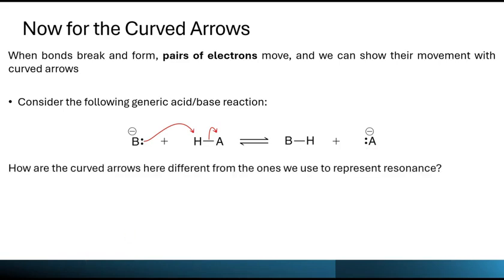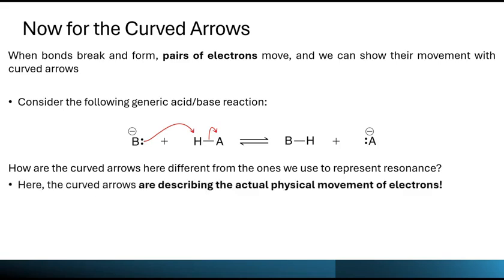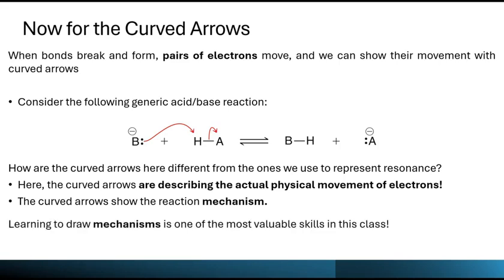How are the curved arrows here different from the ones we use to represent resonance? Here, the curved arrows are describing the actual physical movement of electrons. The curved arrows show the reaction mechanism. Learning to draw mechanisms is one of the most valuable skills in this class.